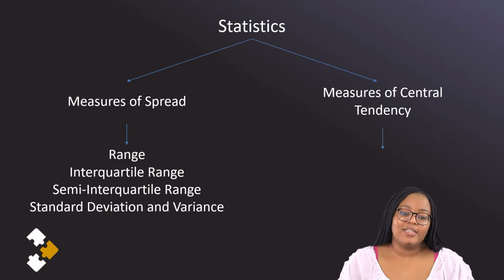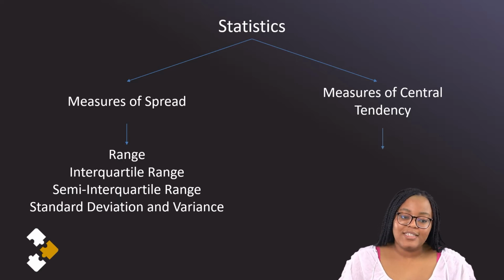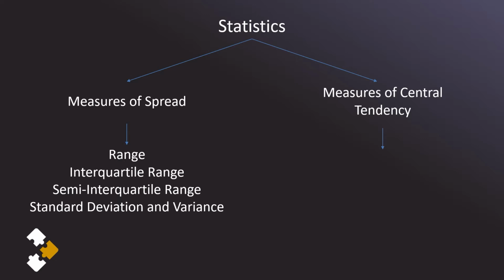Our measures of central tendency are basically describing what is happening in the middle of this data set. So central, think middle. And our measures of central tendency are going to be the mean, the median, and the mode. The mean is going to be the average value in our data set. And that's like how we would calculate our average mark for maths out of all of our individual little marks that we've gotten over the year.